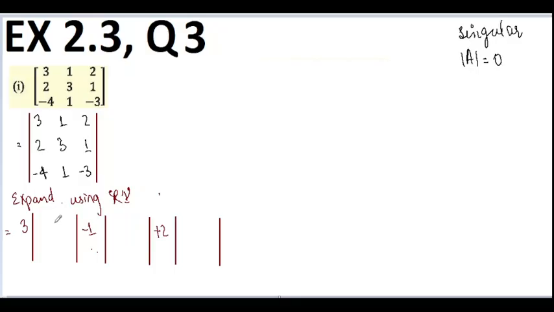Now what are we going to write in between these brackets or determinants? For 3, we are going to leave this column and this row, and the rest of them are 3, 1, 1 and -3. Then for -1, we are going to leave this row and this column. So the leftover are 2, -4, 1, -3. So 2, -4, 1, -3, and then +2. We are going to leave this column and this row, so we are left with these 4 terms, which are 2, 3, -4 and 1.